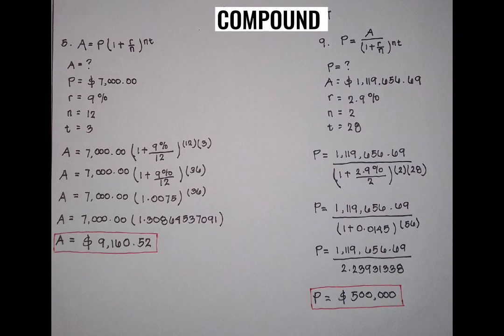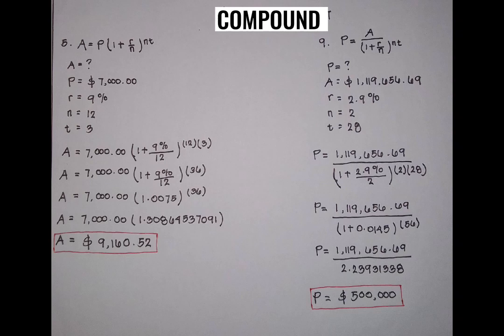So first, we will multiply the power 12 and 3 to get the answer of 36. So A is equals to 7,000, and then we need to divide the 9% over 12 and plus 1 to get the 1.0075 raised to the power of 36.